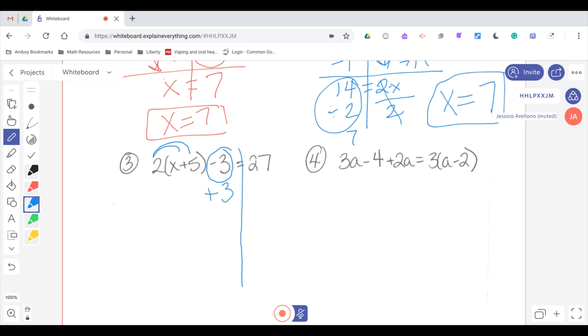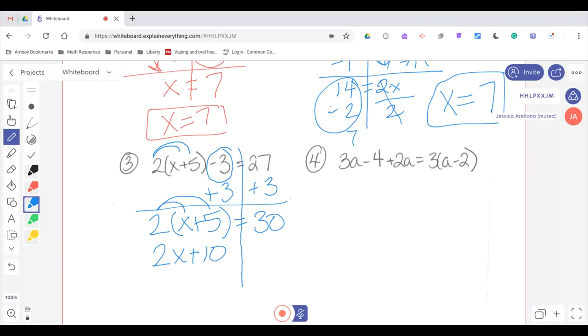So I'm going to add 3 and have that 2x plus 5 equals 30. Now when I distribute, I don't have to combine because what's going to happen is I'm going to get 2x plus 10. So I would have had to combine 10 and negative 3, and that would have been annoying. Okay. And now this looks just like problem number 2. I'm going to subtract 10, and I get that 2x equals 20. And if I divide by 2, I get that x is 10.